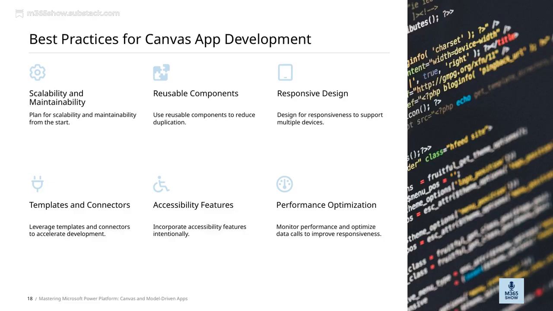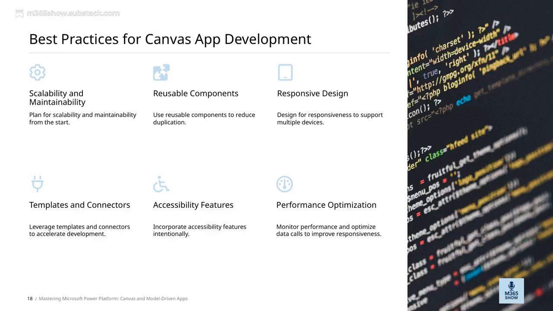Leveraging templates and connectors is another great way to speed up development. They save time and help maintain consistency across your apps. Designing for responsiveness is also essential, especially since users access apps on various devices. Ensuring your app looks good and functions well on desktops, tablets, and phones is a must. Using reusable components can greatly reduce duplication and make maintenance easier. Instead of recreating similar elements, you can reuse components across your app.